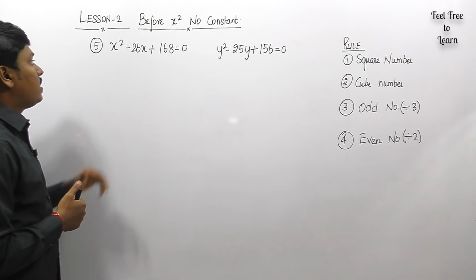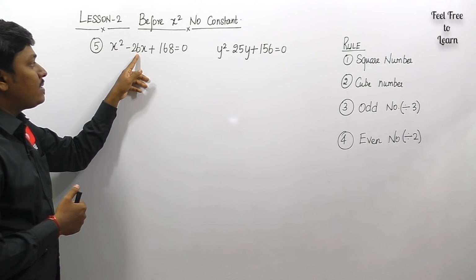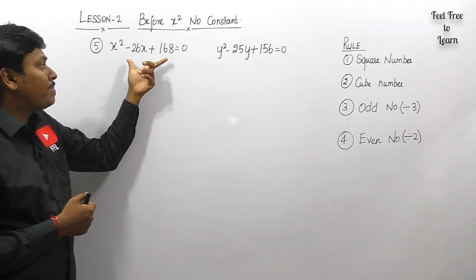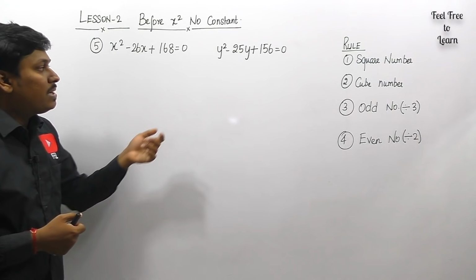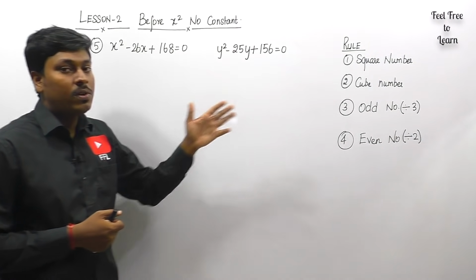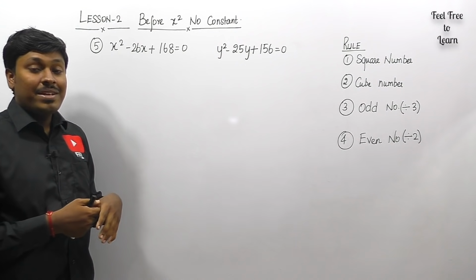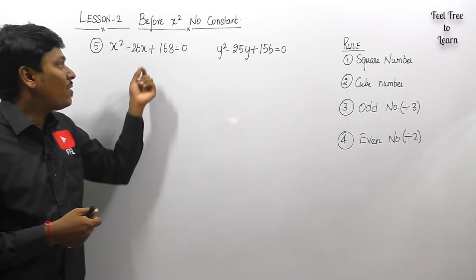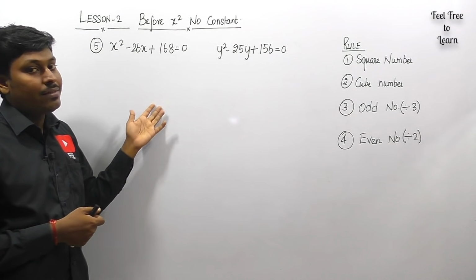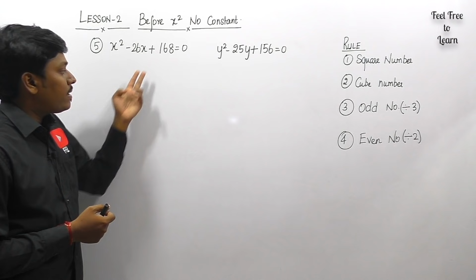Question number 5. x square minus 26x plus 168. The first expression is a quadratic equation, and before x square there is no constant. Similarly the second expression they have given is also a quadratic equation. So friends, the previous 4 questions were so simple because the number is 36, we found the factors will be 9 and 4. If it is 28, 7 and 4.